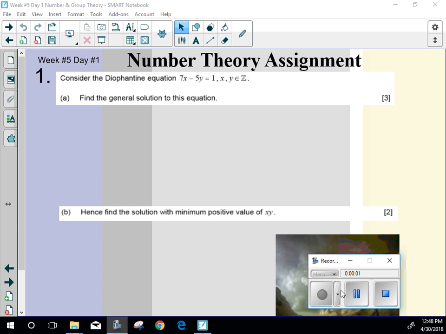All right, for week 5, day 1, we've got some number theory and group theory mixed in here. Consider the Diophantine equation, 7x minus 5y equals 1. You were told in algebra you can't solve an equation with 2 unknowns, but that's not true. You can do that, and the way that we would do it is trial and error, try to find a value that would work for both of those.